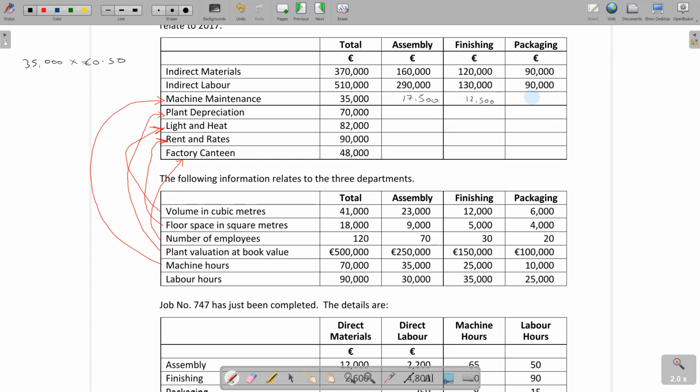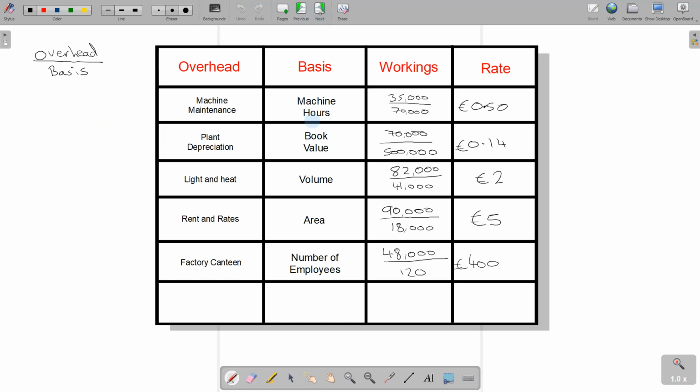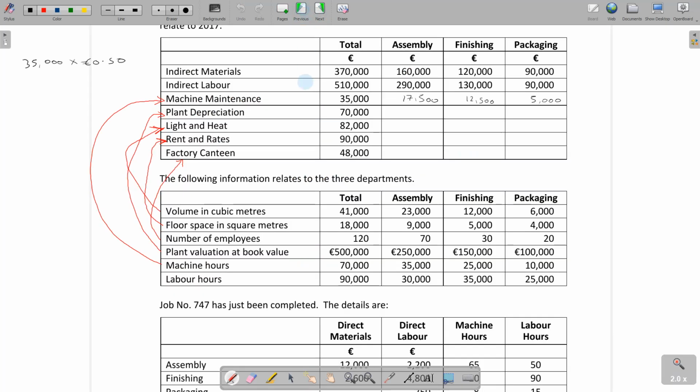Then do the same for packaging. So 50 cent by 10,000 you get 5,000. Now plant depreciation, we got 14 cent. So 14 cent multiplied by the 250,000 is 35,000. Multiply 14 cent by 150,000 is 21,000.